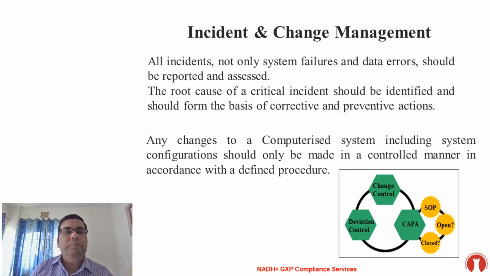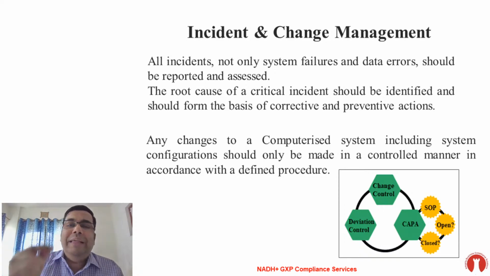All incidents, not only system failures and data errors, should be reported and assessed. See, first sentence: all incidents, not only system failure and data errors, means what? If I made the error, it is not a system error. I entered my password wrongly 3 times. So that is not a system error, that is my error. That also should be considered as an incident and should be recorded.